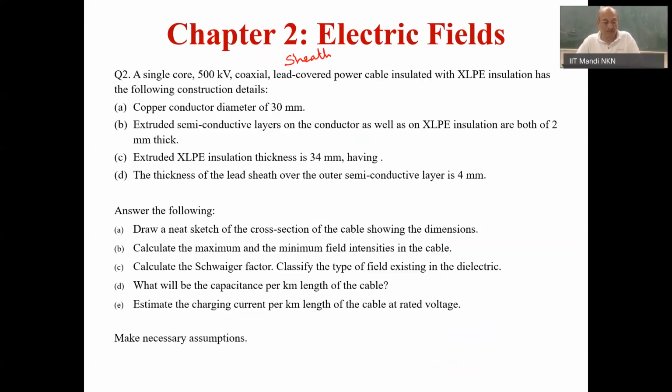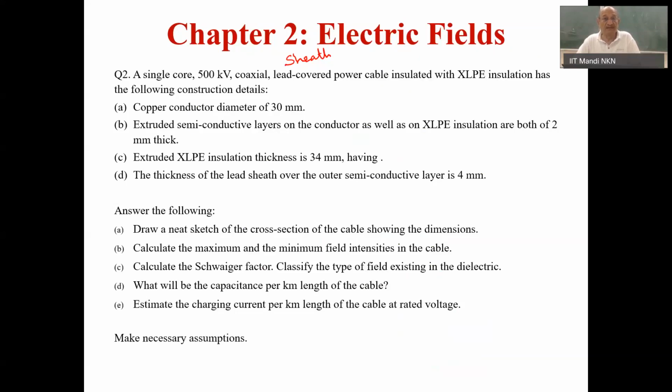To achieve the smooth finish of the copper conductor, in such cases mainly copper, sometimes also aluminum, is used for the main conductor. So a semiconductive layer on the conductor as well as the cross-linked polyethylene insulation are both of 2 millimeter thickness. So 2 millimeter thick semiconductive layers are provided over the main conductor as well as over the insulation.